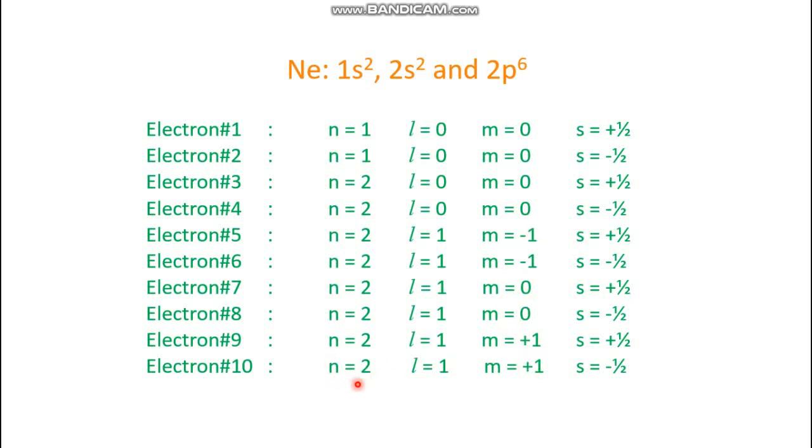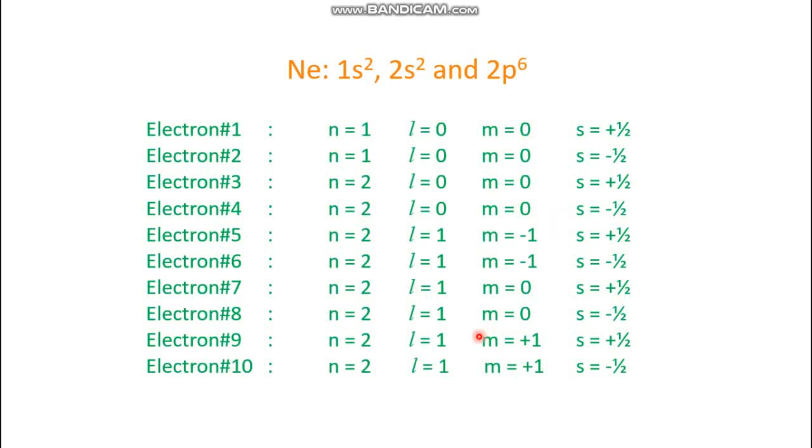Now consider any set of 4 quantum numbers for any 2 electrons. Suppose we take electron number 4 and electron number 7. For these, n are the same, l are different, m are the same, s are different. Let's come to electron number 8 and electron number 4. n are the same, l are different, m are the same, and s are also the same. So anywhere they will have to mismatch. Maximum 3 quantum numbers will match, but not more than 3. All the 4 quantum numbers will never match. It is also possible that none of the quantum numbers match.